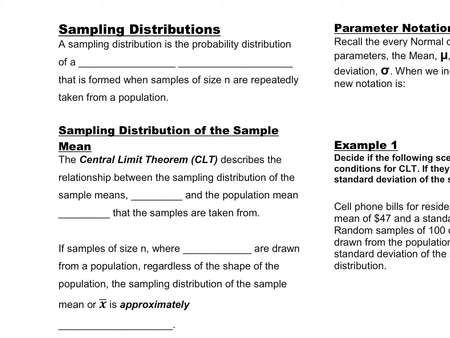So in a sampling distribution, we know what the actual values are, and we know the distribution of those. We have all of the different samples you could take. So a sampling distribution is the probability distribution of a sample statistic.